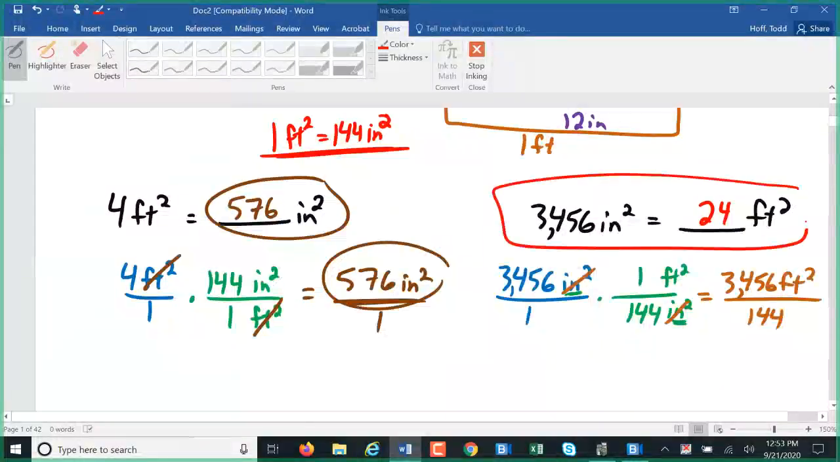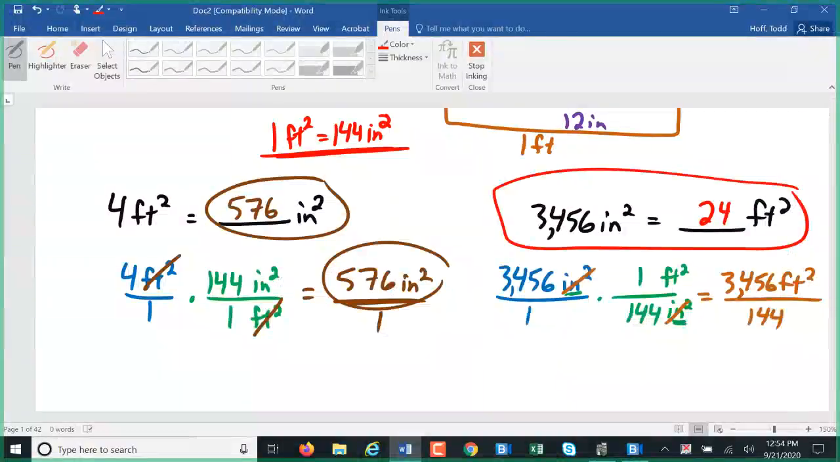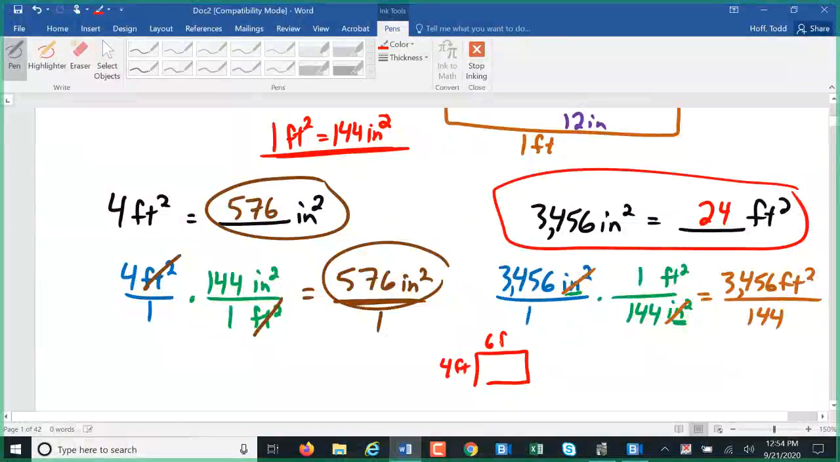So 3,456 square inches is only 24 square feet. Think of that. That's a rectangle. It's only 4 feet by 6 feet. Not that large. Standard size, nice size room rug is almost 3,500 square inches.